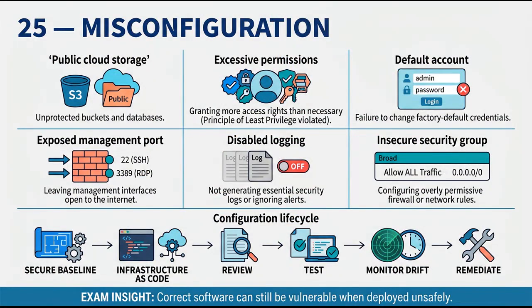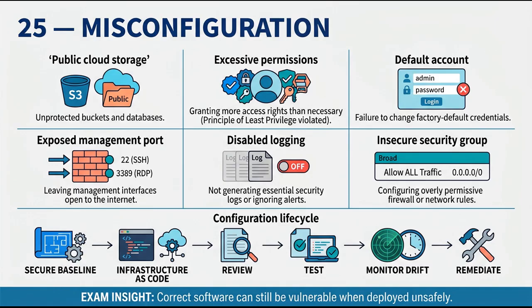Misconfiguration occurs when technology is deployed with unsafe settings, even though the underlying product may function correctly. Common examples include public cloud storage, excessive permissions, default accounts, exposed management interfaces, overly broad firewall rules, disabled logging, insecure security groups, weak access controls, and unnecessary services. Misconfiguration is common because modern environments contain many settings, rapid changes, and overlapping administrators.